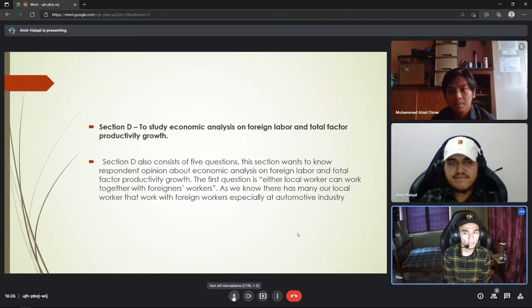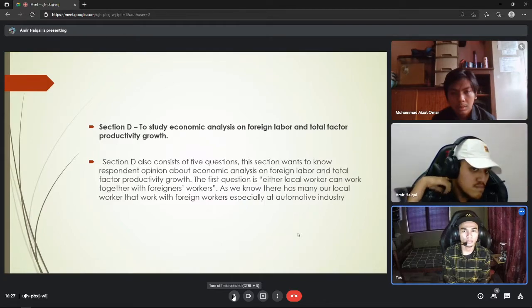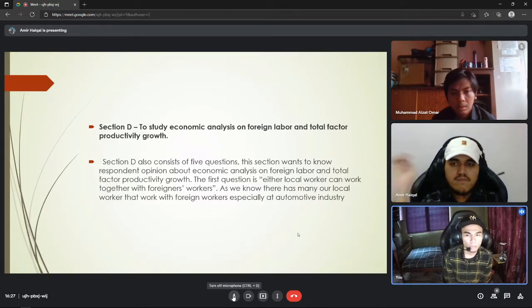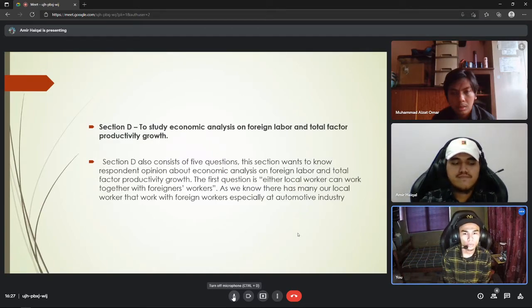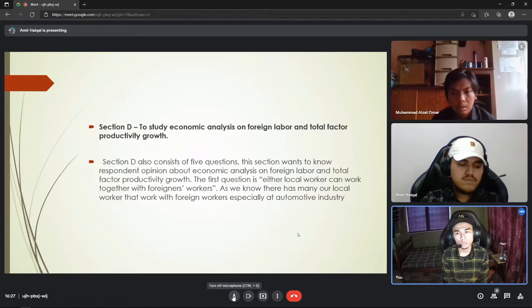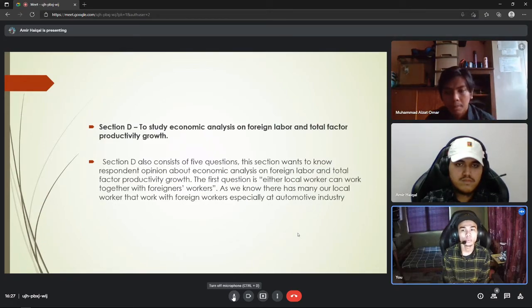Next, section D, to study economic analysis on foreign labor and total factor productivity growth. Section D also consists of 5 questions. This section wants to know respondents' opinions about economic analysis on foreign labor and total factor productivity growth. The first question is whether local workers can work together with foreign workers. As we know, there are many local workers who work with foreign workers, especially in the automotive industry.